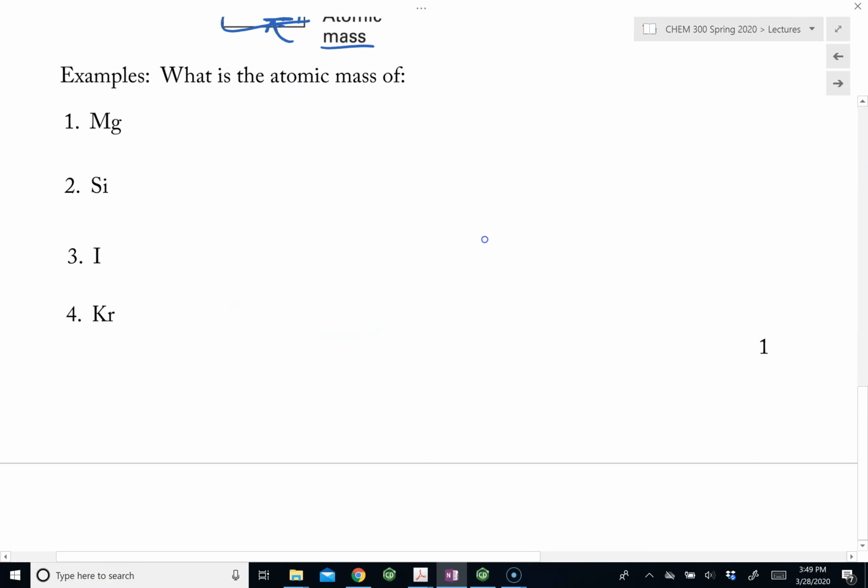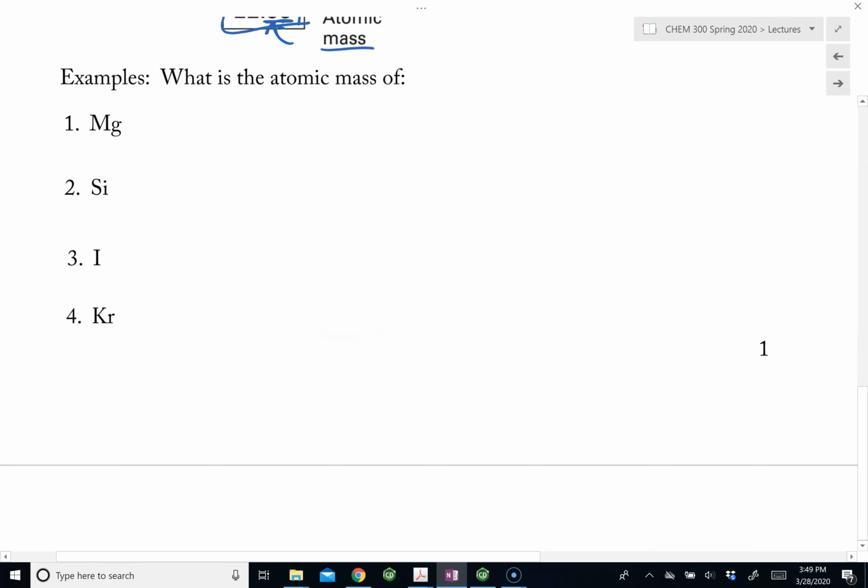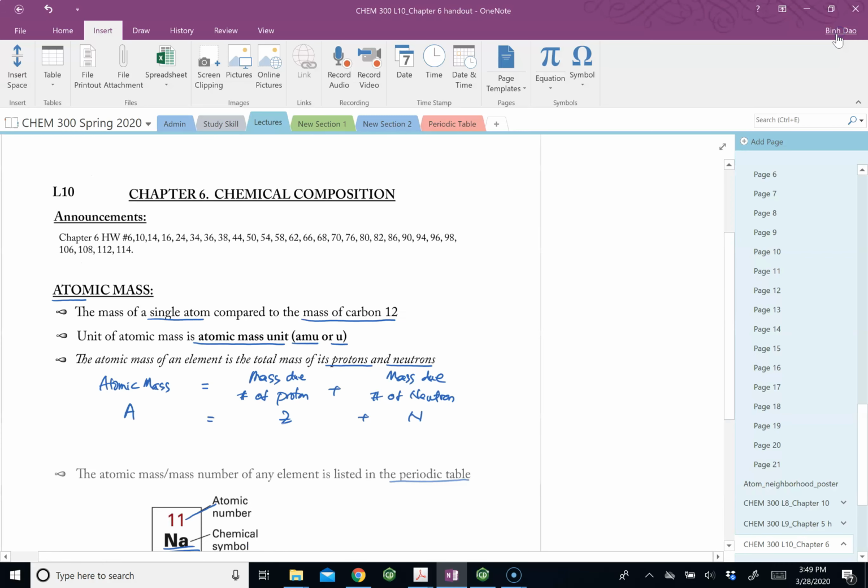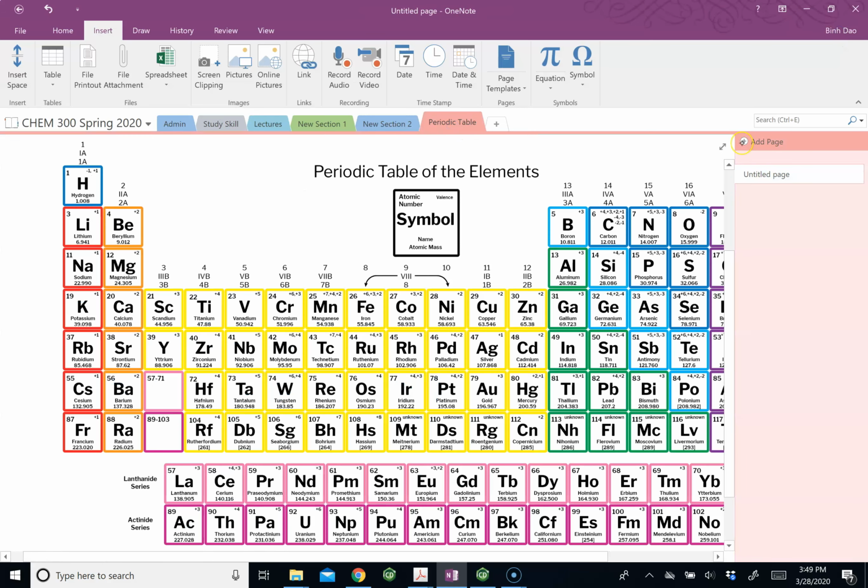Let's now try a few practice problems. Please look up the atomic mass of the following elements. In this case, first one, magnesium. And if we were to pull out our periodic table, here it is, magnesium is 24.305. So we can list this up to 3 decimal places, or we simply cut this after 2 decimal places. But that's how we would be able to look it up.